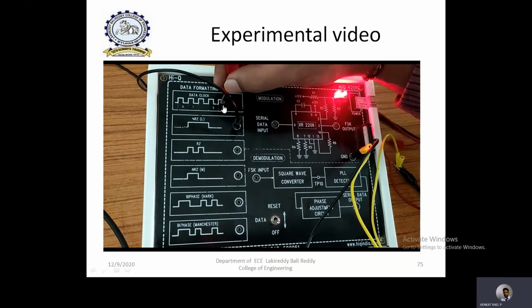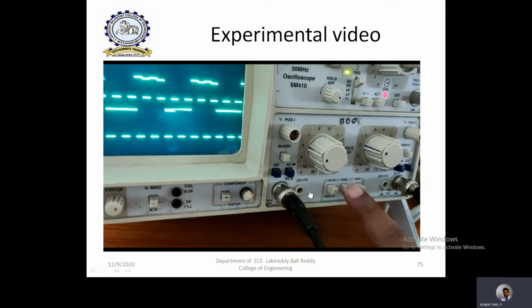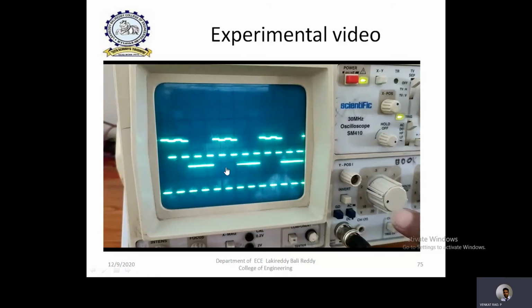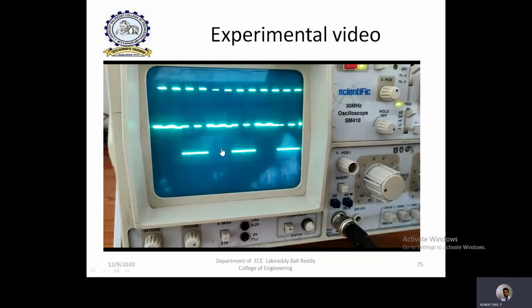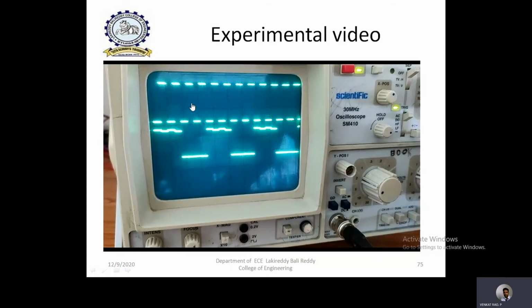Make the CRO probe in dual mode. So in dual mode, connect two CRO probes to two inputs. Now let us observe the two waveforms here. All of you observe that this is clock and this is input data. So for every clock time period, you need to observe whether it is a high pulse or low pulse.